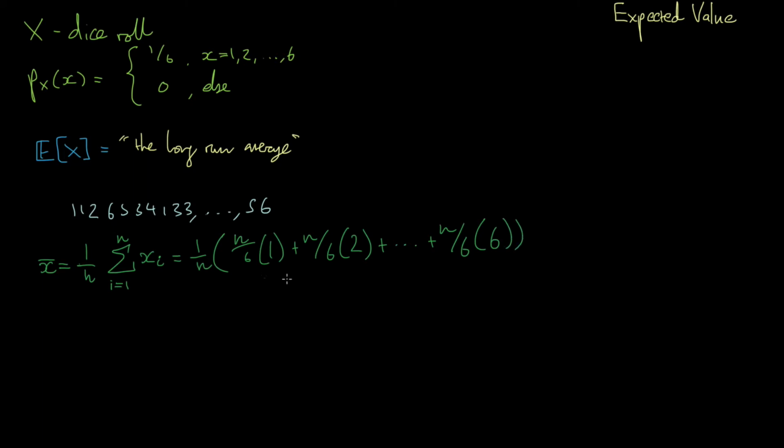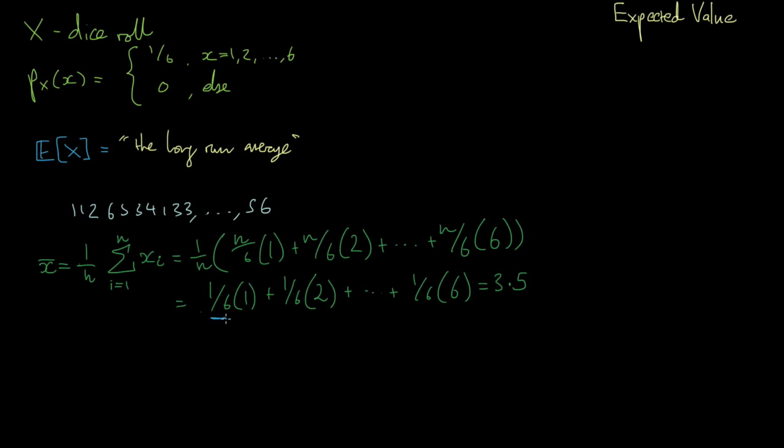All we've done here is rewrite this sum as the number of observations times the particular observation. But you'll notice straight away that we've got 1 divided by n out the front, and we've got a multiple of n in front of each term of this sum. And so we can cancel those out, which will just leave us with 1 on 6 times 1, plus 1 on 6 times 2, all the way up to 1 on 6 times 6. Well, we can evaluate this. This is just 3.5.